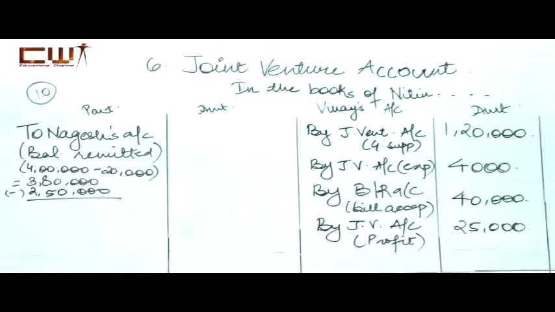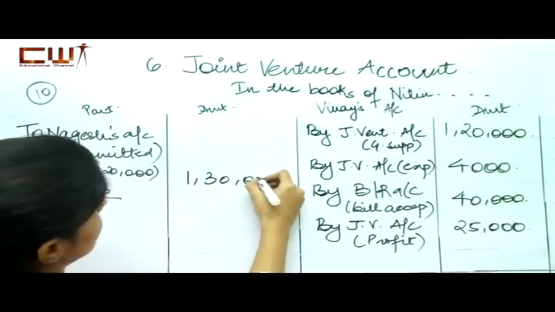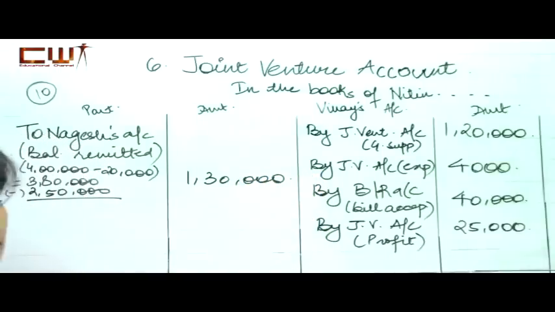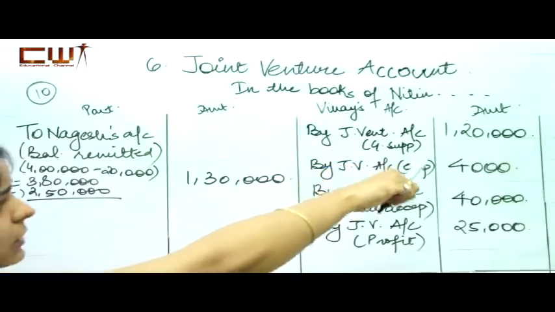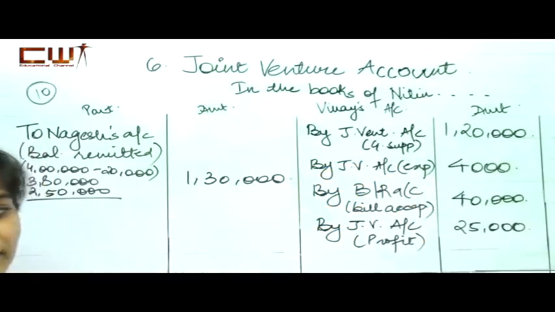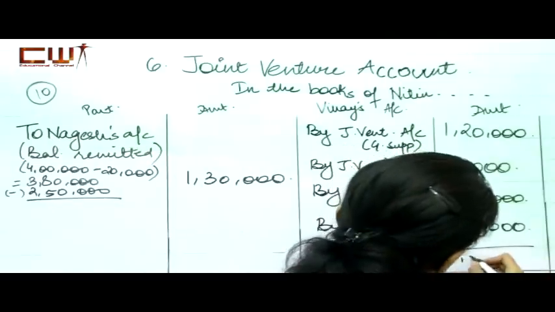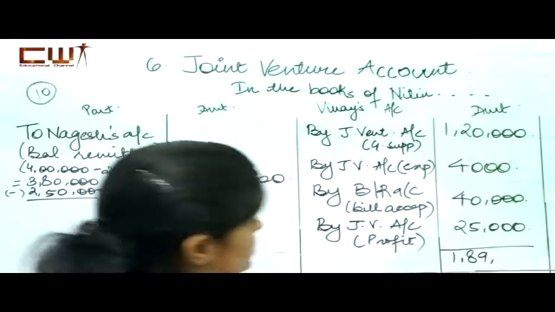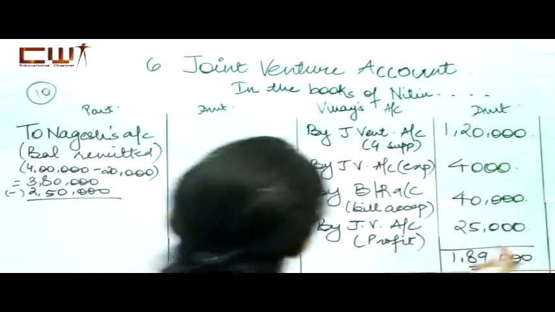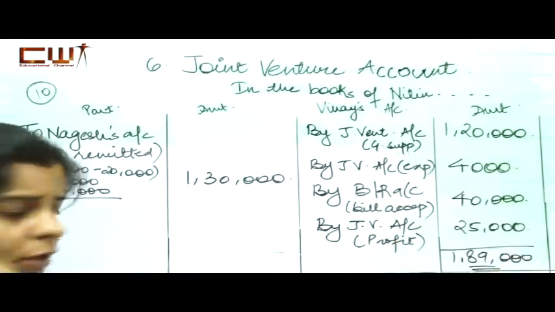Come to this side, Nagesh's account. How much did Nagesh sell the goods for? 4 lakh minus what were his expenses? 20,000. So this is 3,80,000. From 3,80,000 he has given 2,50,000 to the other party, that is Nitin. So what is the remaining amount? 1,30,000. So Vinay is getting 1,30,000. Now you add: this is 1,20,000 plus 4,000 plus 40,000 and 25,000. Total is 1,89,000, right? Minus 1,30,000, that will give you 59,000.